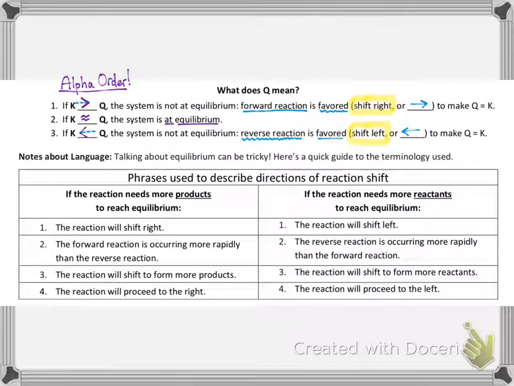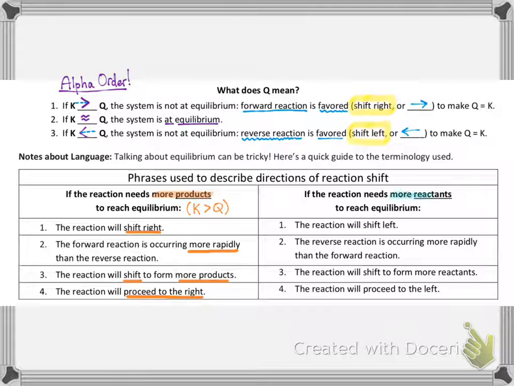Okay, so when we're talking about reaction shift, there's two different things to talk about. First, there's the situation where you need more products to be at equilibrium. This is when K is greater than Q. So we could say that the reaction will shift right, or instead of saying shift right, we could say the forward reaction is occurring more rapidly, right? That's what shifting right means. You're making products at a faster rate than you're making reactants. Or you could just say it's going to shift to make more products. Or you could just say it will proceed to the right. All of these things mean the same thing.